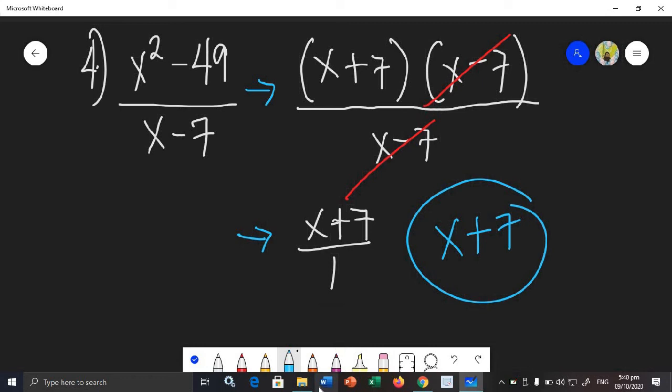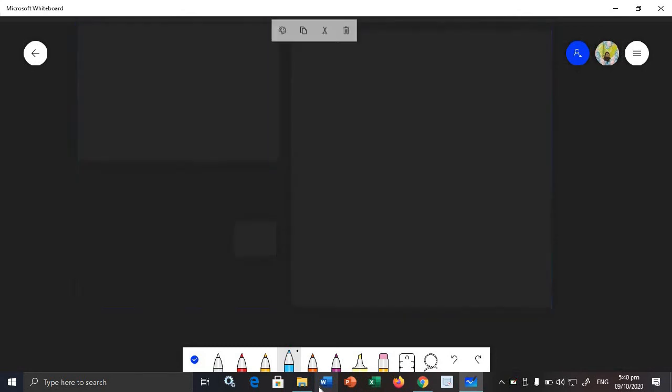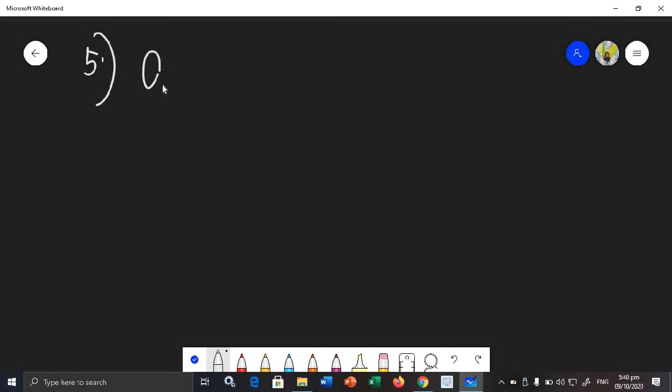Okay? And then, let's say we have the last example. Okay? So, I'm just going to erase everything. Di pa pala last. Dalawa pa. Okay? So, let's say we have example number 5. Lagyan natin ngayon ng trinomial. Okay? So, let's say we have a squared plus 2a plus 1 over a plus 1.